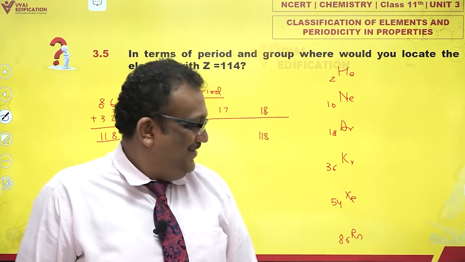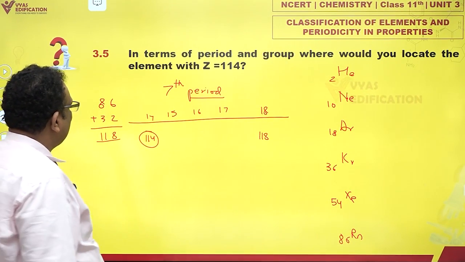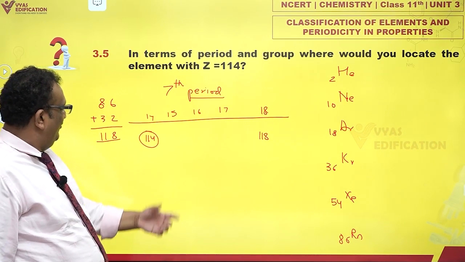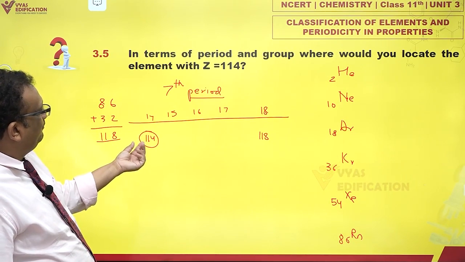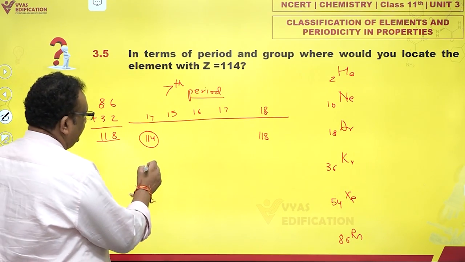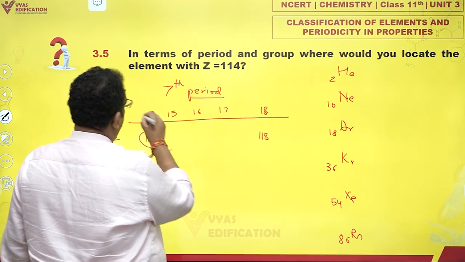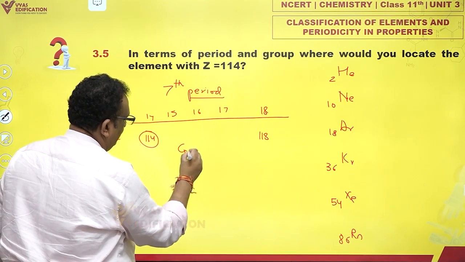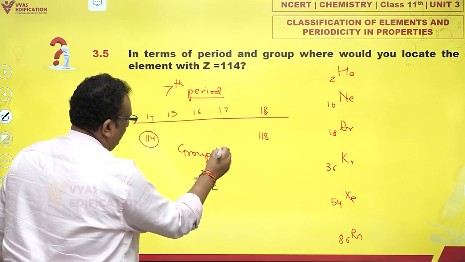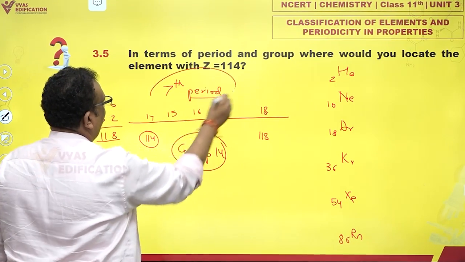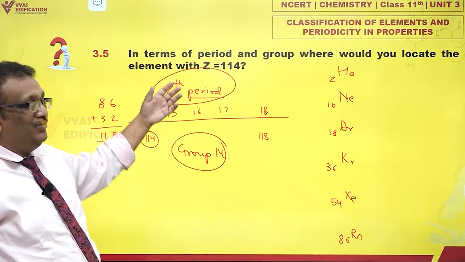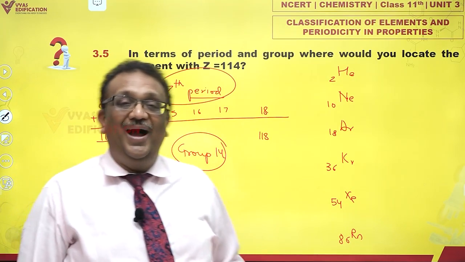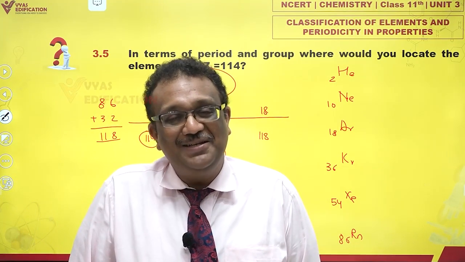Oh my God. So what do we have here? It is simple, it is beautiful. What do we have? It's simply group 14 and 7th period. This is how we locate the group and the period in the periodic table.